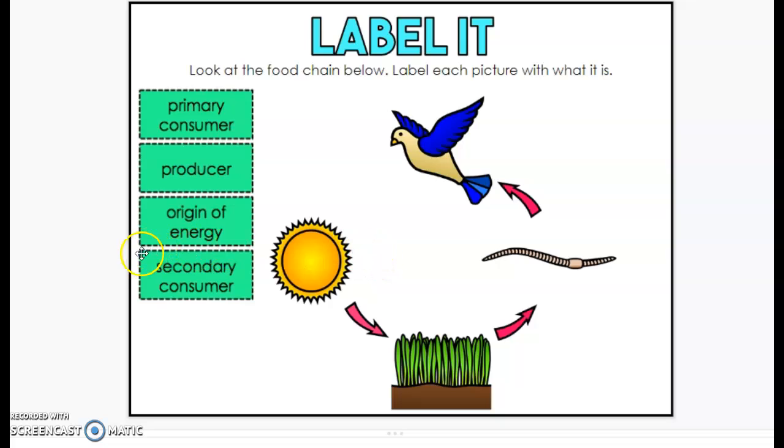Great, and welcome to Science for today. We're going to continue looking at food chains. We're going to start with a quick warm-up. Please go ahead and follow along on your class kick with me.